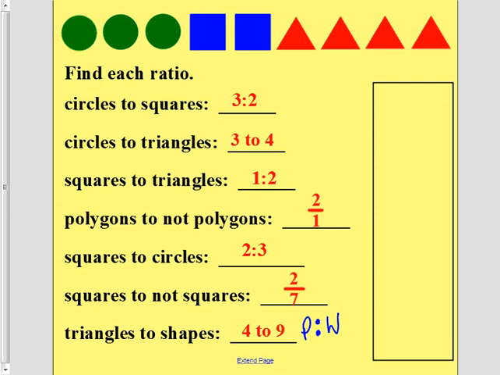Hopefully this has given you a good introduction to ratios. Remember some of our key ideas. The idea is that ratios can be written 3 different ways. They can be simplified, and the order of the numbers is important. Also remember there are 2 kinds of ratios. There are part-to-part ratios, and there are part-to-whole ratios.